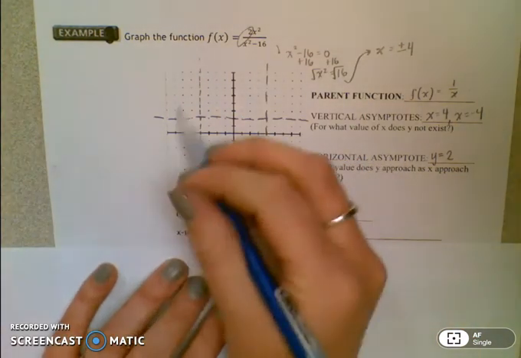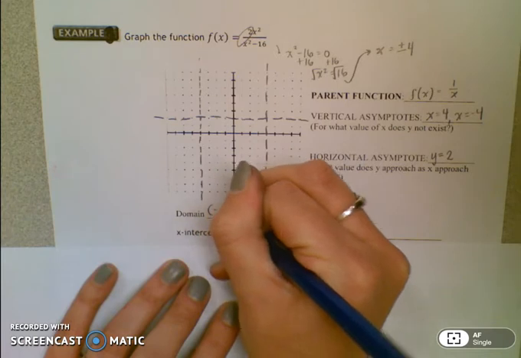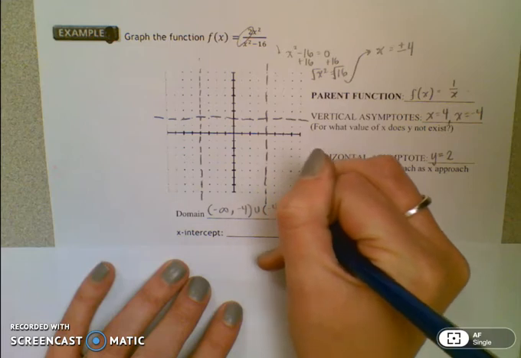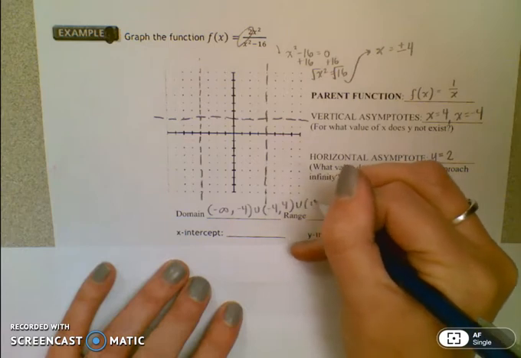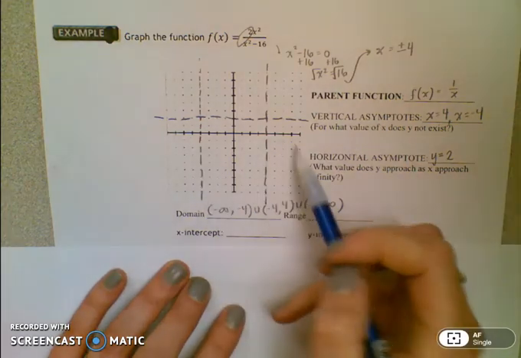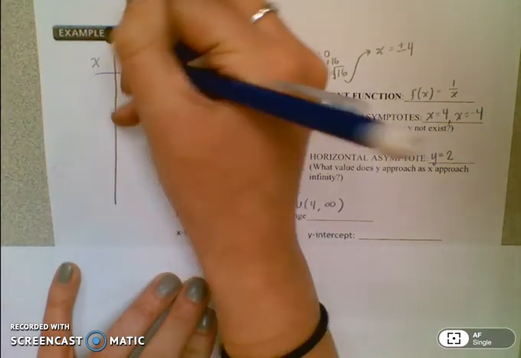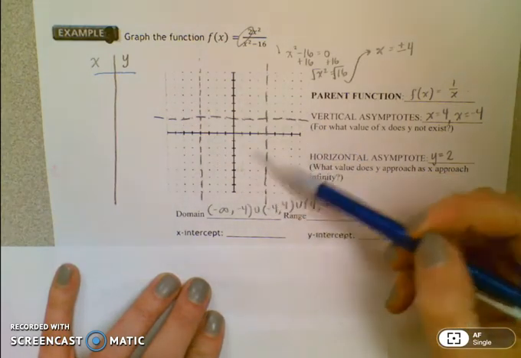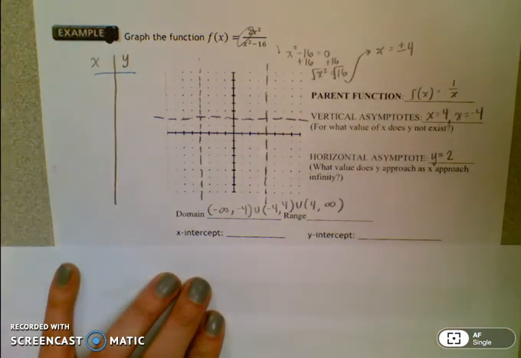My domain is split up into 3 intervals, just like yesterday's domain. So negative infinity to my first asymptote of negative 4, union negative 4 to 4, all the way to my second asymptote, union 4 to infinity. Because I have 3 separate intervals, I again am going to create an XY table. I'm going to test one value before the first asymptote, 3 values in the middle interval, and 1 value again in the highest interval from 4 to infinity.